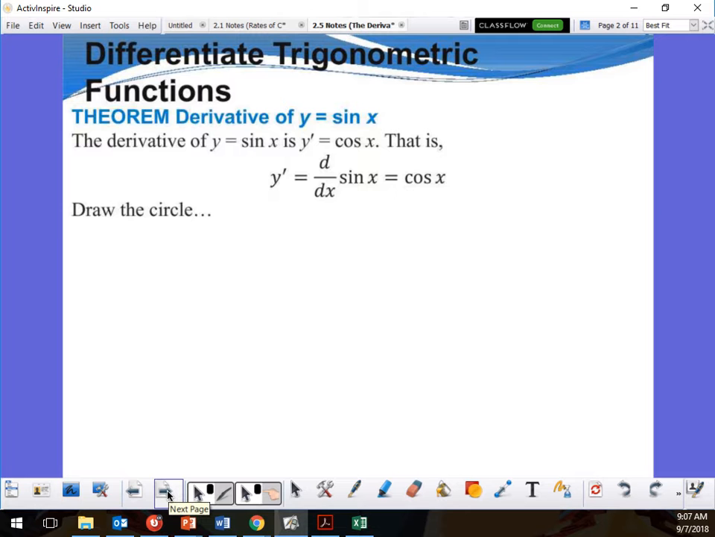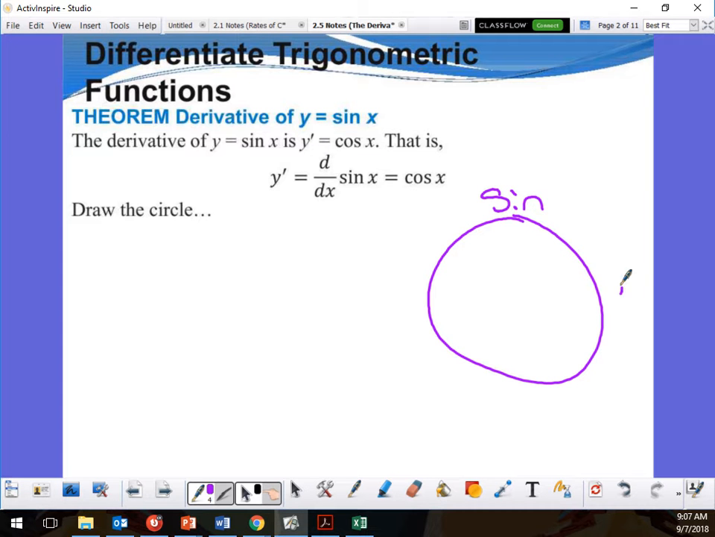All right, we're doing work. Derivative of this is this. Now, I get a hint. Draw the circle. It's the circle of life here. So it starts off with positive sine here, then it goes cosine, then it goes negative sine, and then it goes to negative cosine. So if we're going this way, this is my dx. That is my derivative.